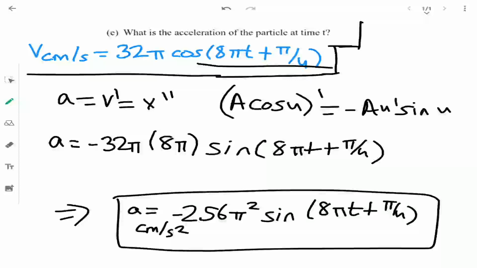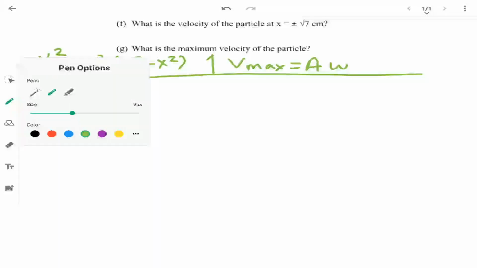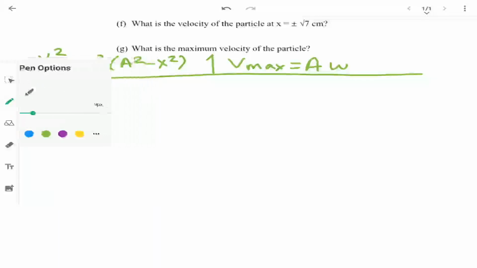Okay, let's do parts F and G. Part F asks us, what is the velocity of the particle at x equals plus or minus root 7 centimeters? And part G says, what is the maximum velocity of the particle? I've shown some formulas on the board, and I'll wait for a few seconds while you guys solve. Okay, let's solve them together.